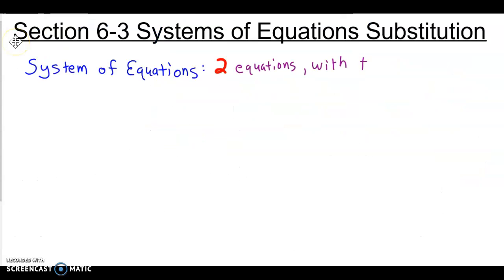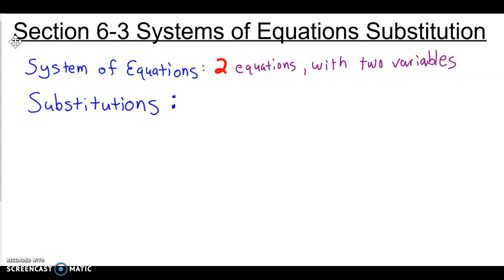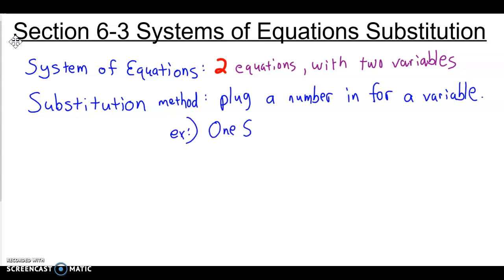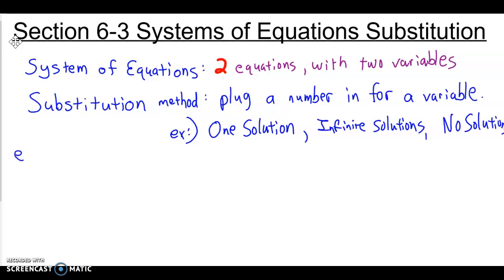So what is a system of equations? A system of equations is 2 equations with 2 variables each. Substitution is the method we're going to go over today. We've gone over graphing enough, but I want to talk about substitution. When you plug a number in for a variable, you can have one solution, infinite solutions, or no solutions.